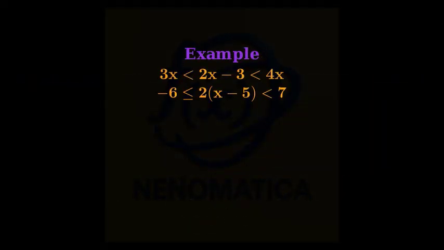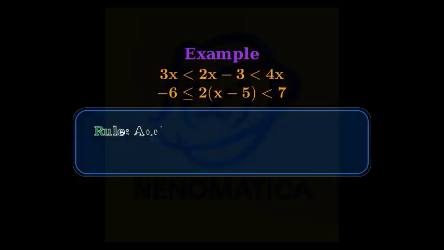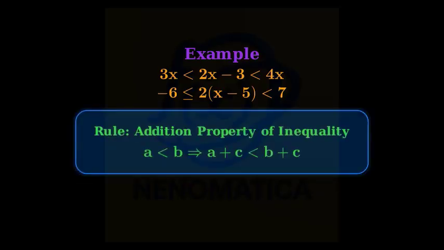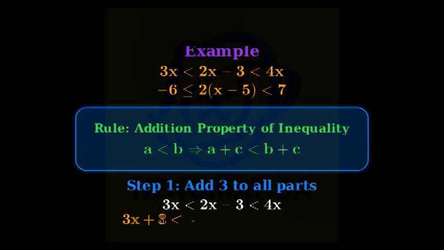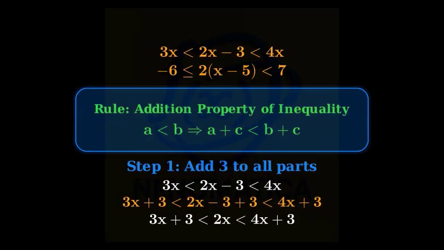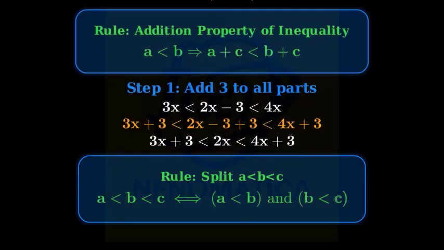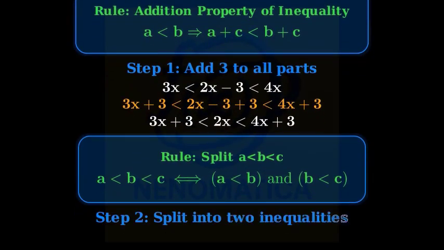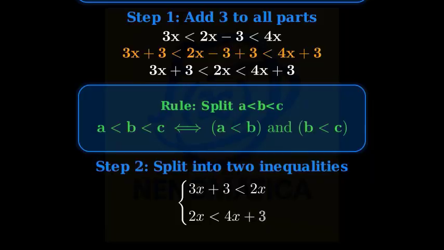Step 1. Addition property of inequalities. Add 3 to every part of the inequality. Step 2. Split the compound inequality into two separate ones. Step 3. Solve each inequality.